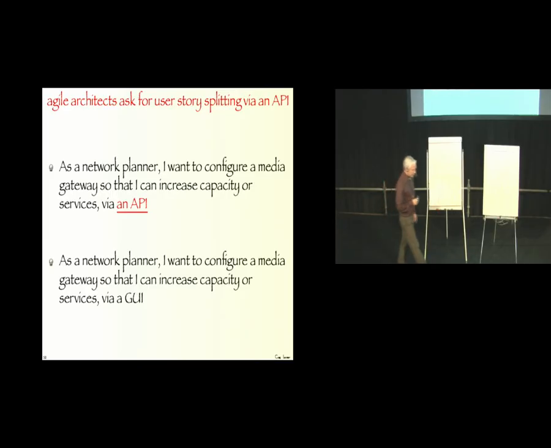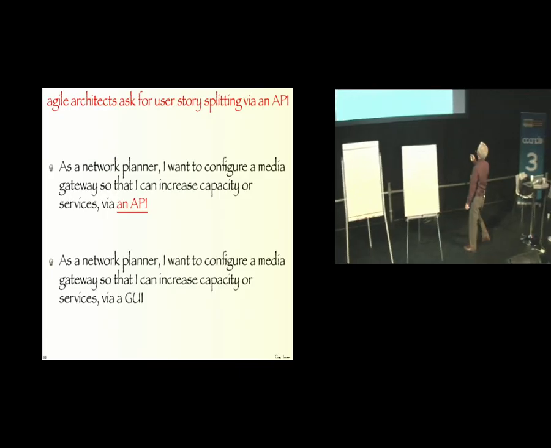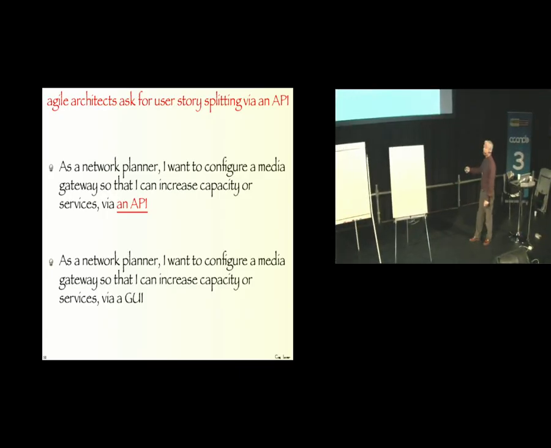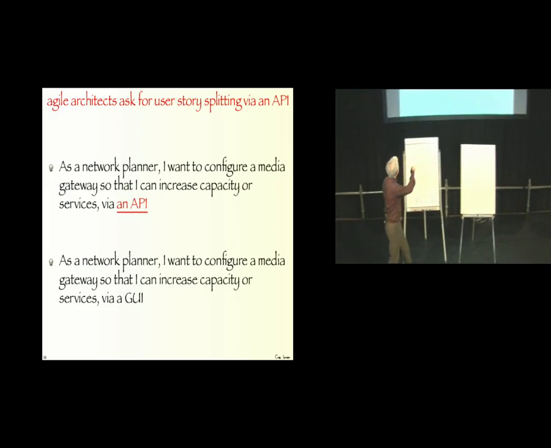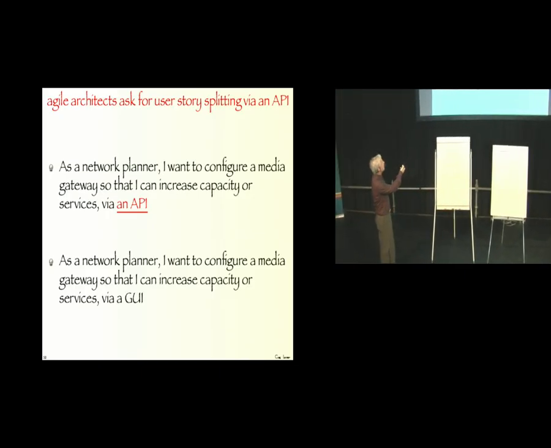Another thing that good Agile architects do is that they encourage user story splitting via an API when there's a graphical user interface involved. So for example, suppose you've got a user story that ultimately, as a network planner, I need to configure a media gateway via a GUI. Good Agile architects encourage implementing a variant of this user story that can be executed and tested through an API so that we're ensuring there's no application logic in the UI layer.